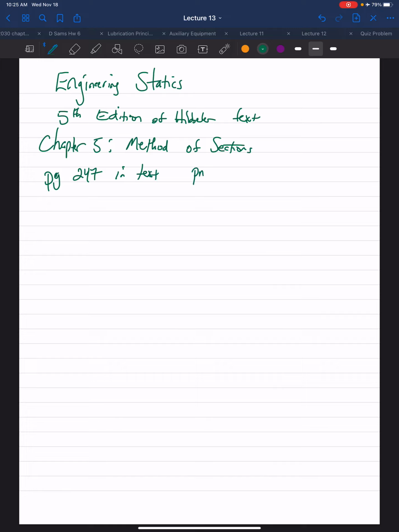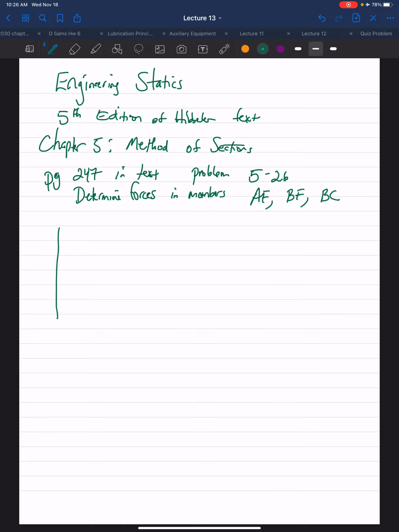This is problem 5-26. And here, as with method of sections, the desire is to find the force in specific members of the truss. So for problem 5-26, the members in question are AF, BF, and BC.